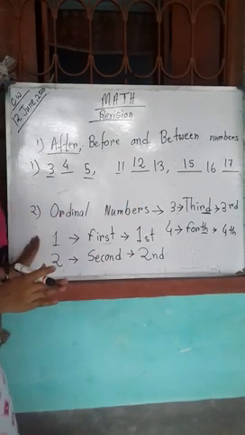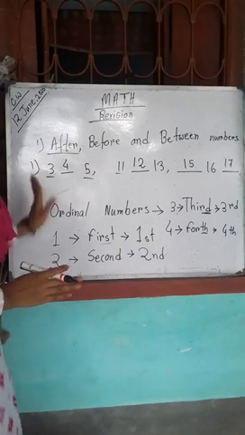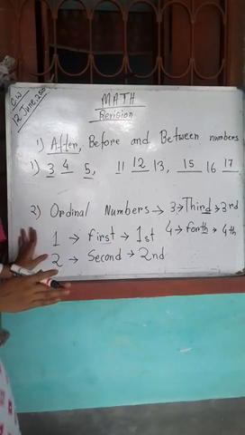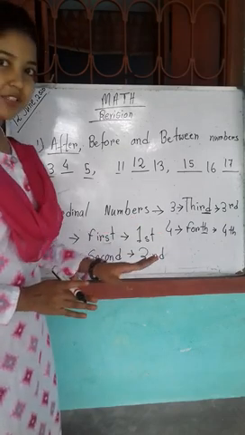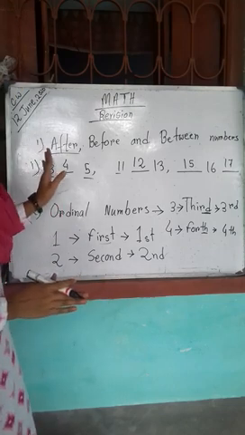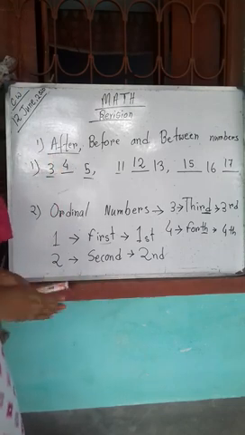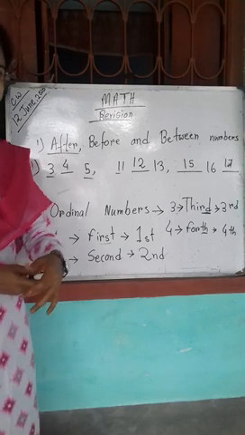You already learned that in your previous classes. This is the revision class, that's why I am keeping it very short. Hope you have understood what ordinal numbers are, when we use them, and how you can write these numbers. And what are before number, after number and between numbers, and how you can complete these things. If you face any problem, then ask me.